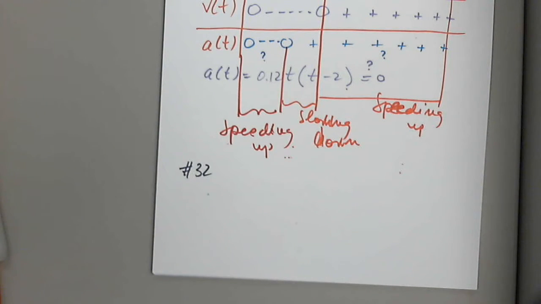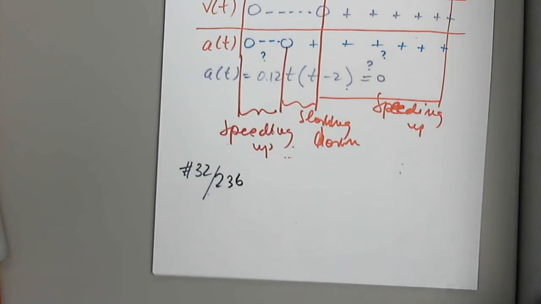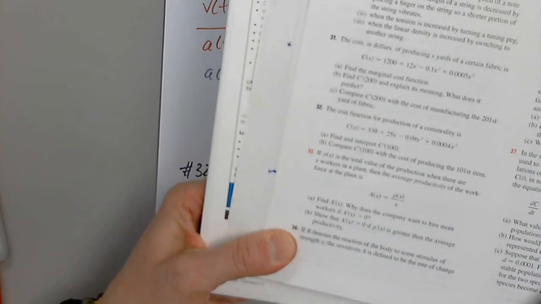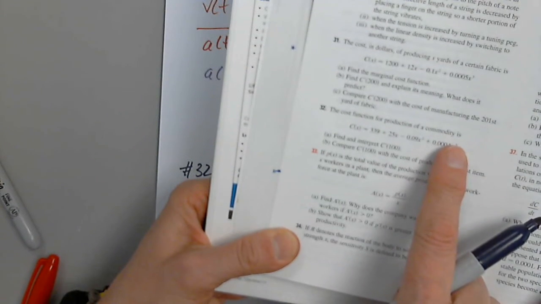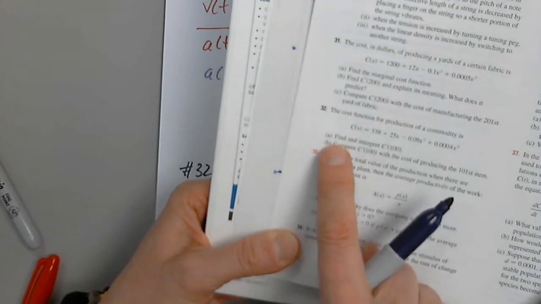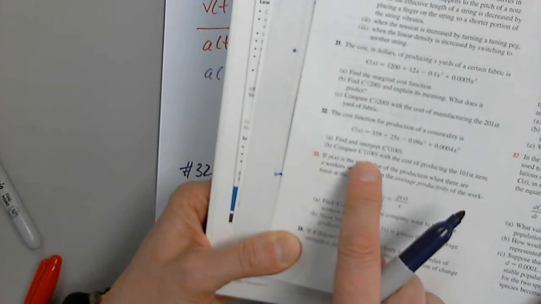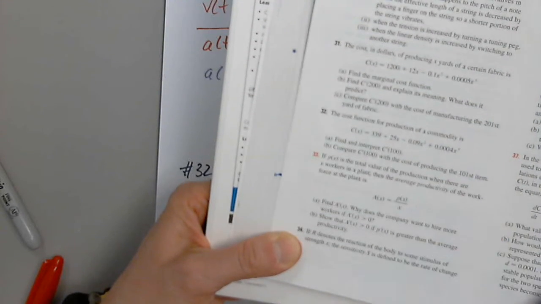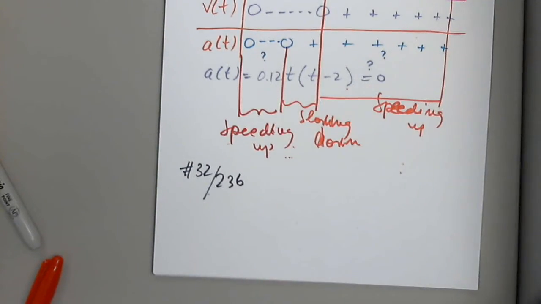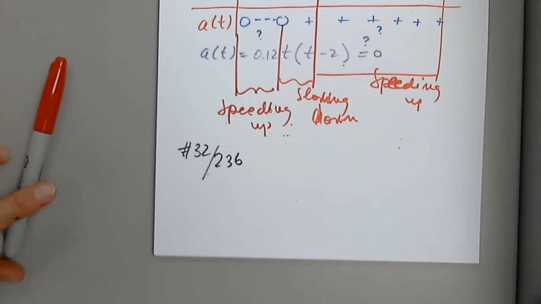On page 236, let's read the problem. The cost function for production of a commodity is given to us. Find and interpret C prime of 100, and then compare C prime of 100 with the cost of producing the 101st item. Very important type of problem, and as I said, we're going to come back to it in 3.10.